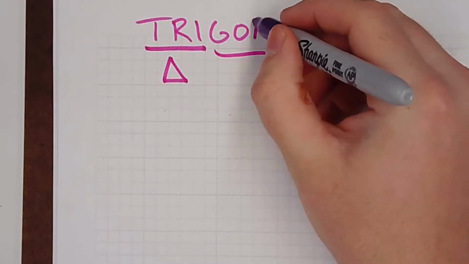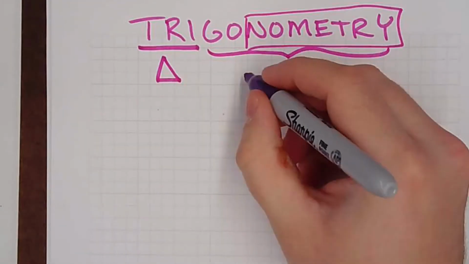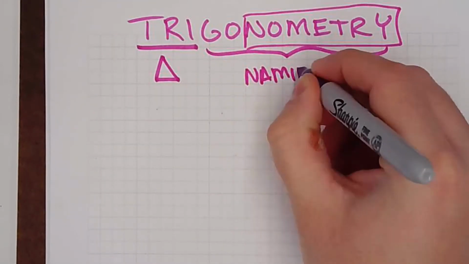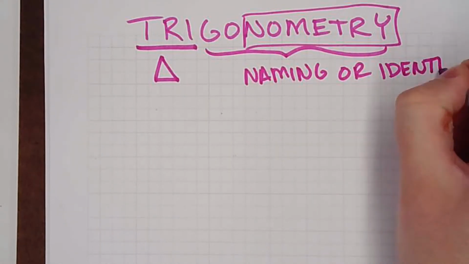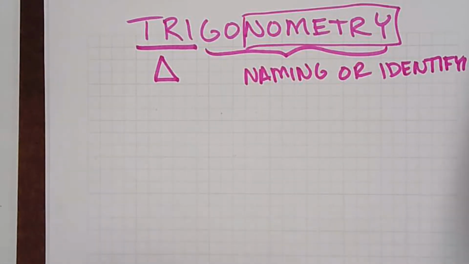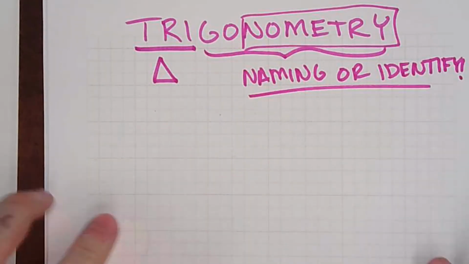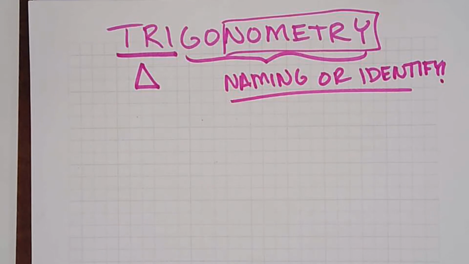Trigonometry really means the naming or identifying of triangles. So we're going to be able to figure out stuff about triangles using some special stuff. We have done stuff like this, right? It's really not that big of a deal. There's going to be something a little bit different today that you may or may not have seen before, but in general, it's not that bad. We're going to be talking about the angles of triangles and how they relate to their sides.